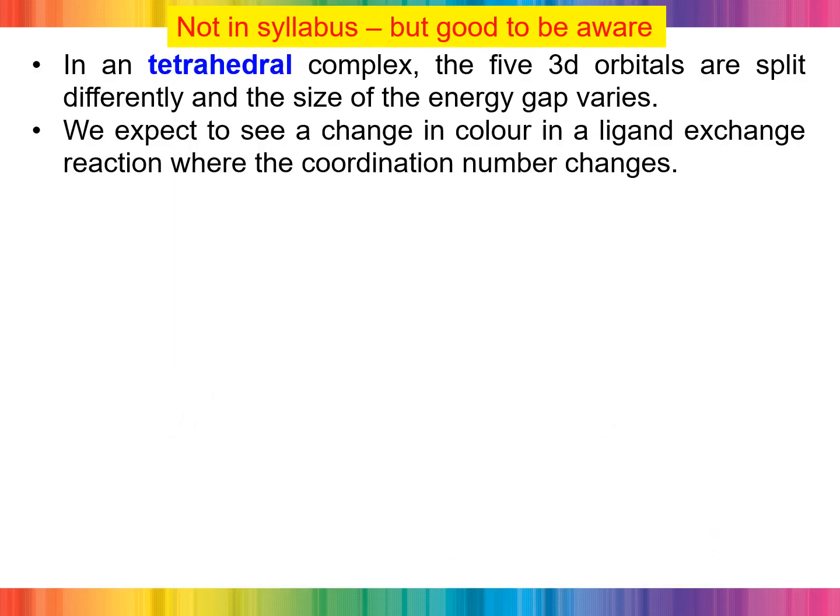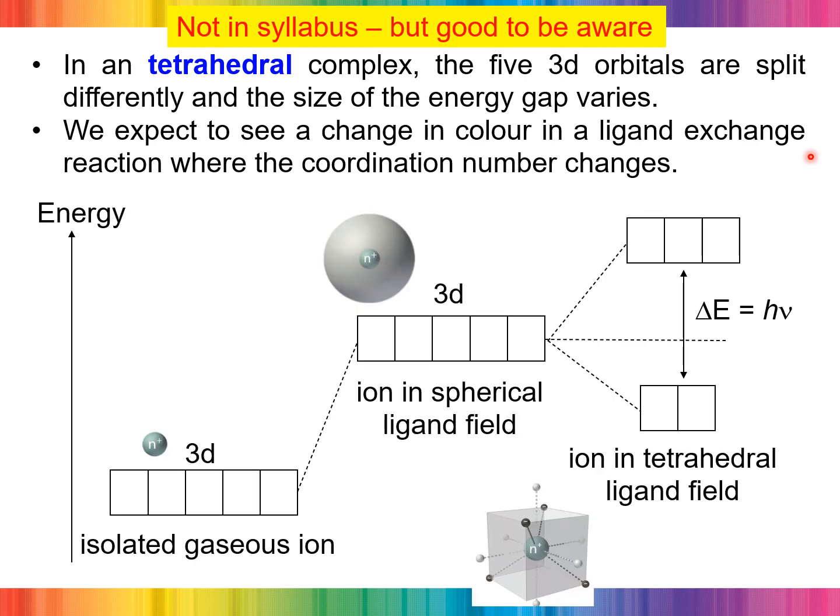Alright, now I'm going to share something that is not in the syllabus, but it will be good to be aware of. Now for a tetrahedral complex, the 5 3d orbitals will also be split, but very differently. And the size of the energy gap can vary as well. So how is it being split? It's split in a 3-2 formation, meaning 3 above and 2 below.